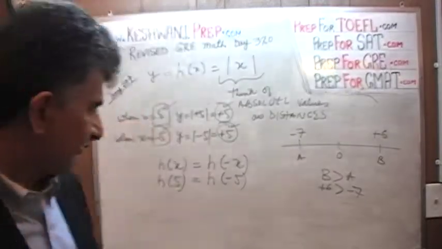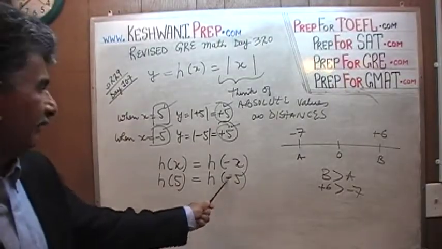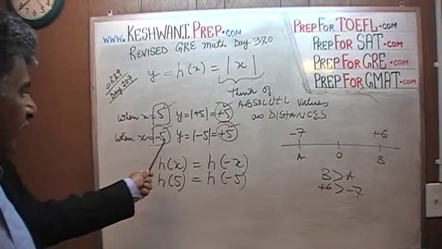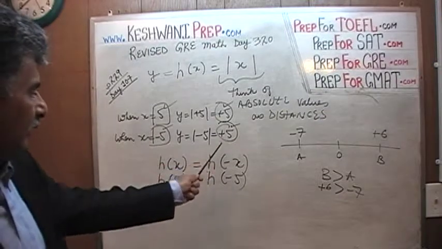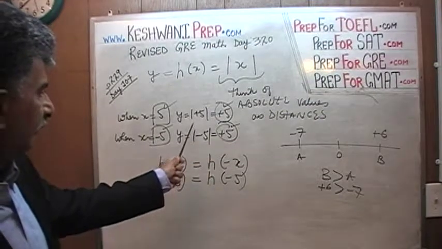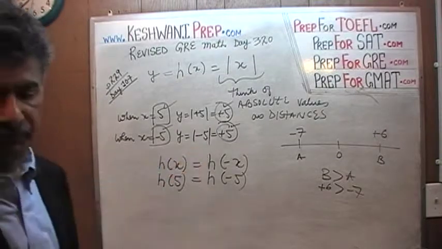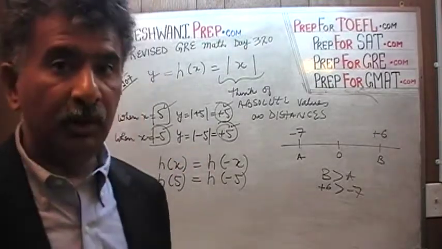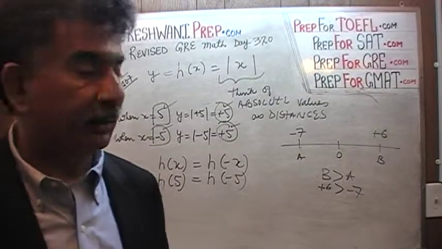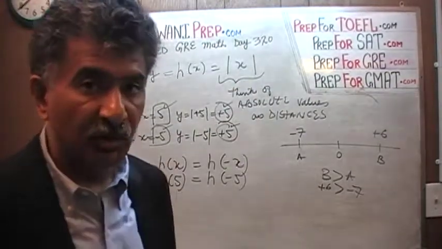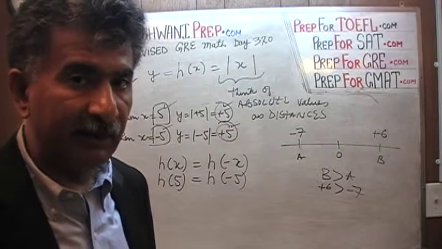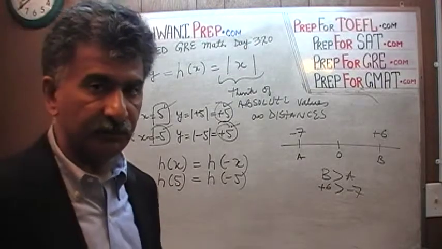Because the value of this function when x equals -5, right here, is 5. When x equals +5, the value of the function is also 5. They're both 5. Now, if you do not understand what I mean by the function and all this, it's important that you have watched day 318, which is where we introduced this concept of function and so forth.